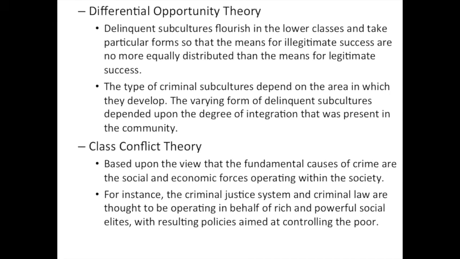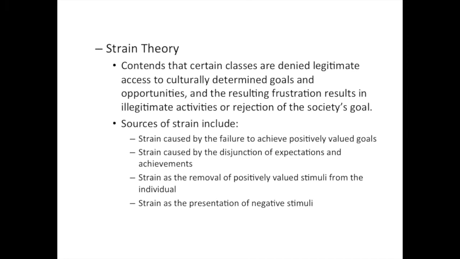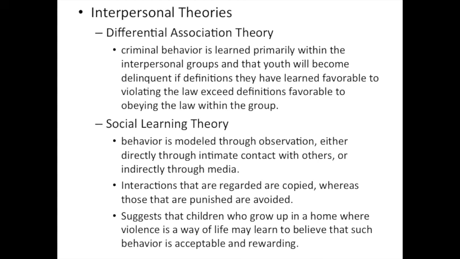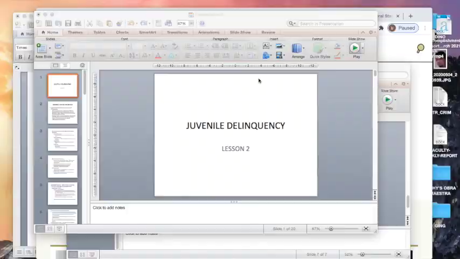Next is strain theory. Yung strain is the cause kung bakit nakakagawa ng criminal act ang isang tao. Dito, yung pag-shift ng kanyang moral values ang reason kung bakit nakakagawa siya ng criminal act. Social disorganization theory, yung pagbilong sa isang tao sa isang disorganized society is the reason kung bakit nakakagawa siya ng criminal act. Okay, so... Konti na lang ito.